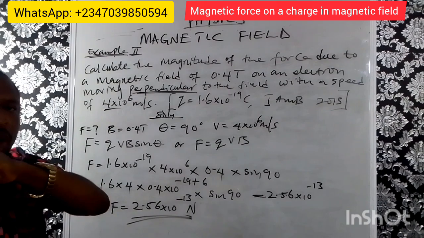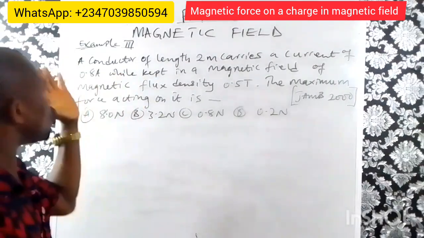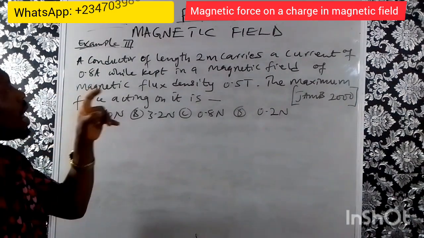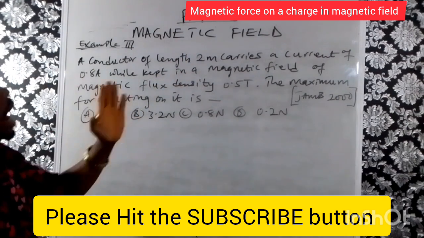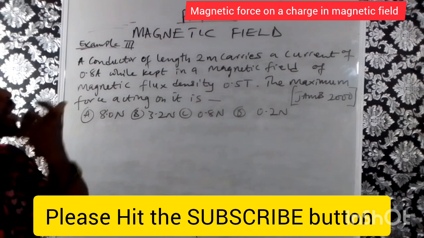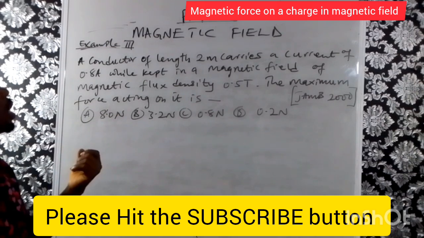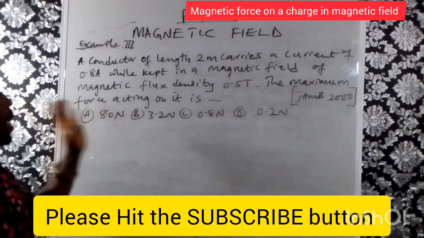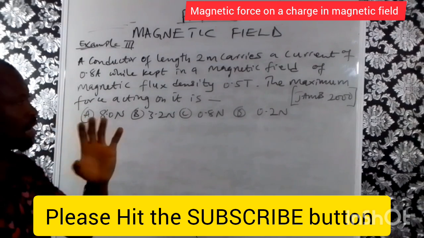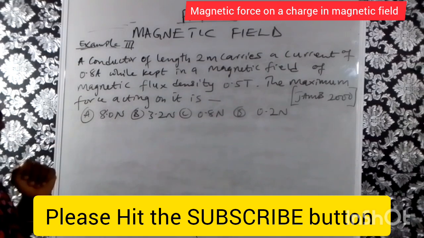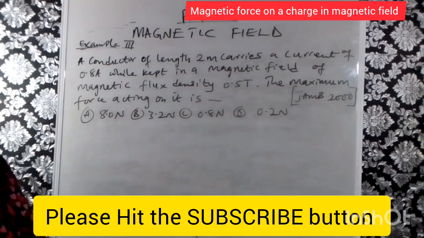And let us look at another one. We look at this third question. This question says, a conductor of length 2 meters carries a current of 0.8 ampere while kept in a magnetic field of magnetic flux density 0.5 Tesla. The maximum force acting on it is dash. Of course, that question came out in 2000 JAMB. So the option must be any of these options here.